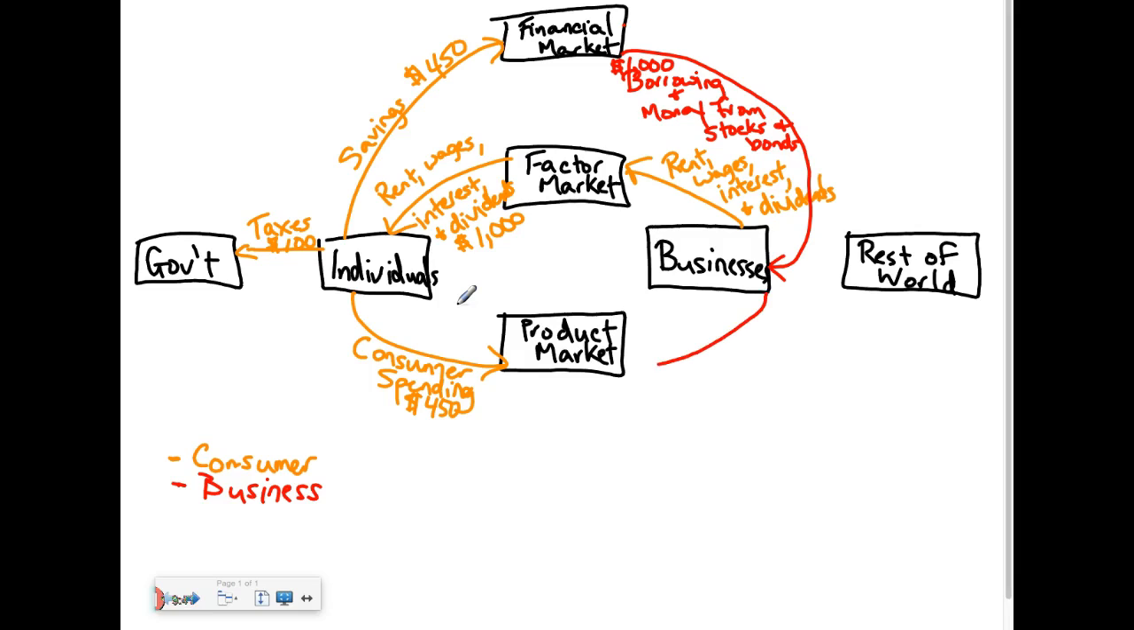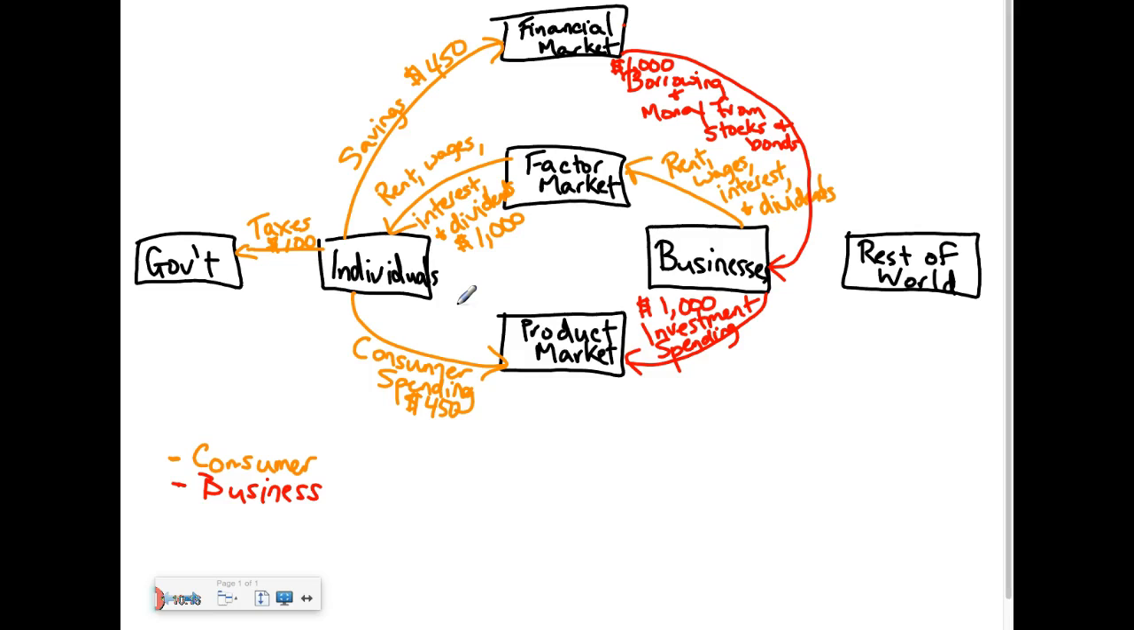So they are going to go and bring to the product market what we call investment spending. So maybe, for example, they're going to spend it all on products at the product market. They're going to use that to buy some machinery and equipment that they need to make their business work.